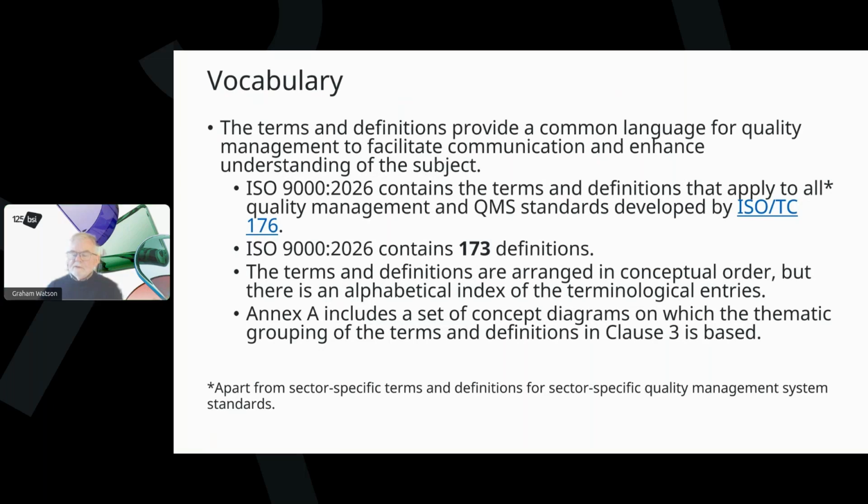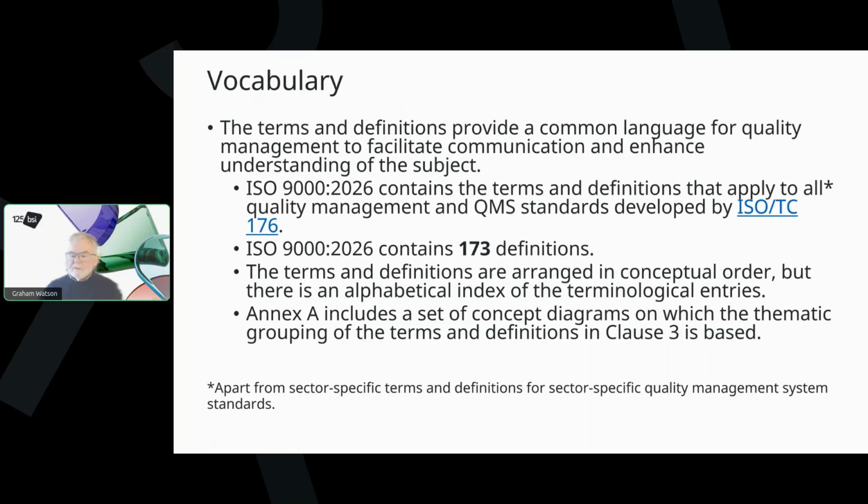And the reason for this is to help with translation, because ISO standards, as you know, are not just available in English. And if the terms were arranged alphabetically, when they got translated into another language, it wouldn't make any sense at all. The relationship between terms is described in concept diagrams that are in Annex A. So they provide a thematic grouping of the terms, and that's the rationale for the order in which these terms and definitions appear in 9000.